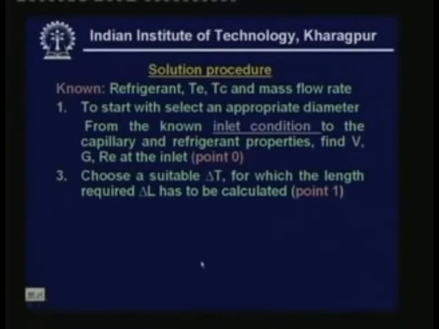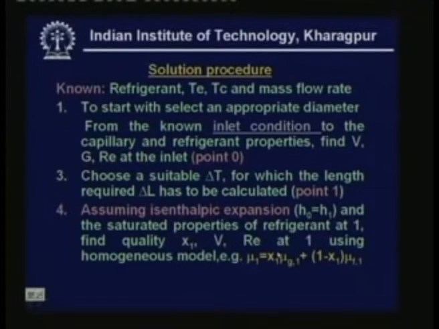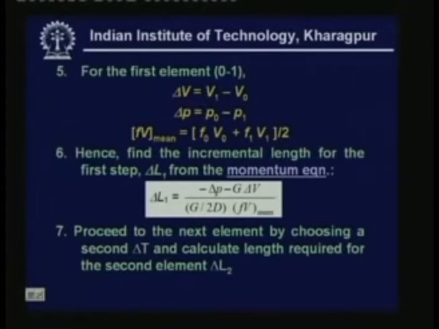Now choose a suitable delta T for which the length required delta L has to be calculated. Assuming isenthalpic expansion and the saturated properties of refrigerant at 1, find quality x1 and Re at 1 using homogeneous model. This I have already explained to you. For the first element, delta V is equal to V1 minus V0. You know V1 and you also know V0, so we can find out V1 minus V0, and delta P is equal to P0 minus P1, which are known to us, and f mean V mean is nothing but (f0 V0 plus f1 V1) by 2, where f0 and f1 are the friction factors at point 0 and 1, V0 and V1 are the velocities at point 0 and 1.